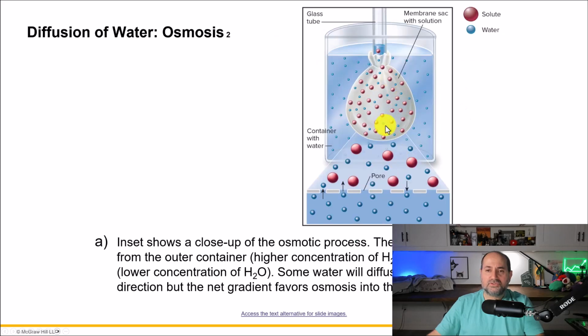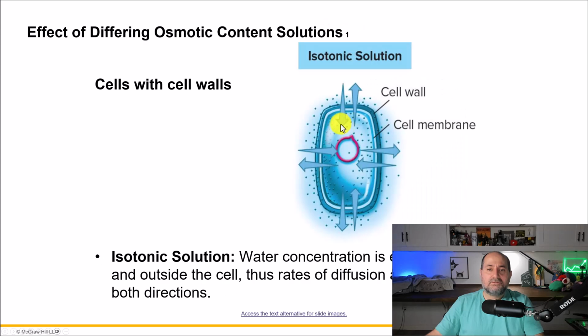If there's a higher solute concentration inside of the cell, then water will rush into the cell. If there's a high solute concentration outside of the cell, water will rush out of the cell. If there's an equal concentration of solute, let's say sugar, inside and outside of the cell, then there will be no net flow of water either into the cell nor out of the cell. And that's exactly what happens when you place cells into different solutions, right?